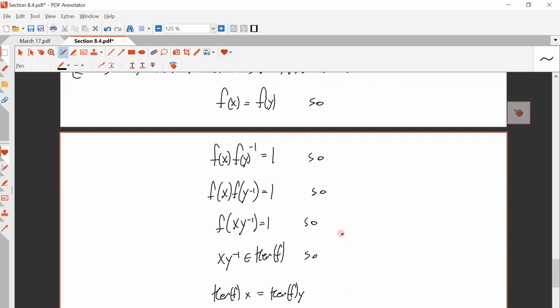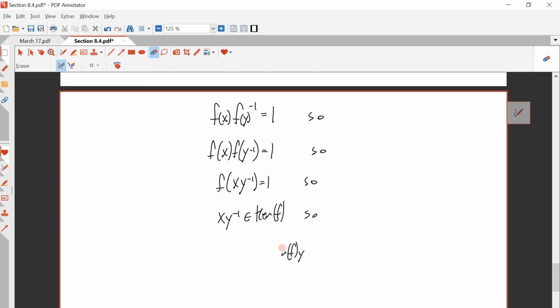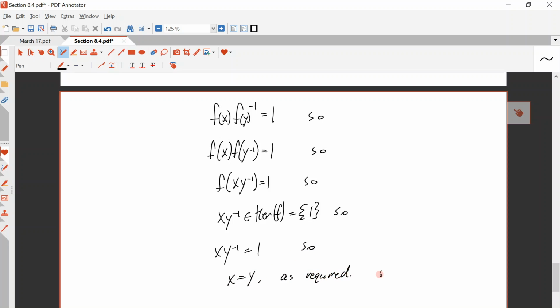Oh, wait. Sorry. That's not what we were looking for. x y inverse is in the kernel of f, so, well, the kernel of f is just equal to 1. Right, so x y inverse is 1. So x is equal to y, as required. Right? So that's what we were looking for.